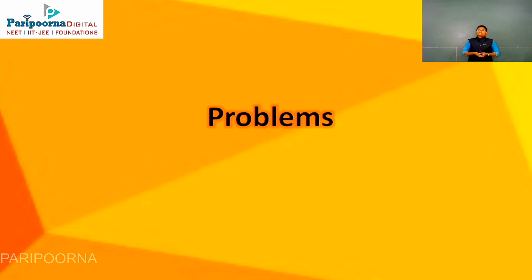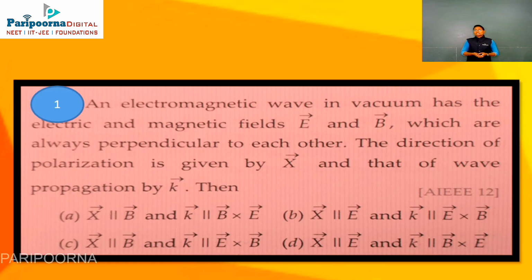Now we are going to do some problems on the basis of the concepts we have seen before. Let us go into the problems. The first problem: an electromagnetic wave in a vacuum has the electric and magnetic fields, E vector and B vector, which are always perpendicular to each other. The direction of polarization is given by X vector and that of wave propagation by K vector. Then what will be the answer? They have given 4 options. Let us solve and find which option is the right one.